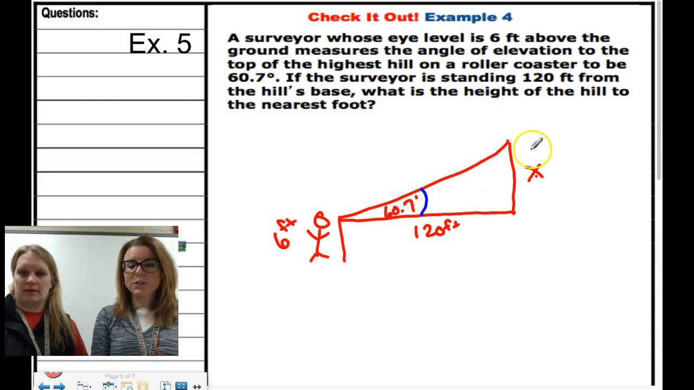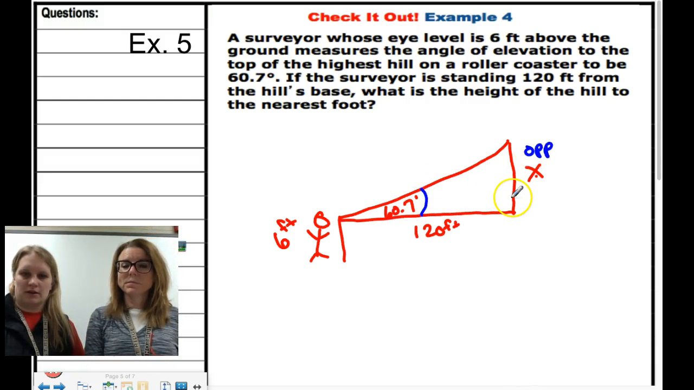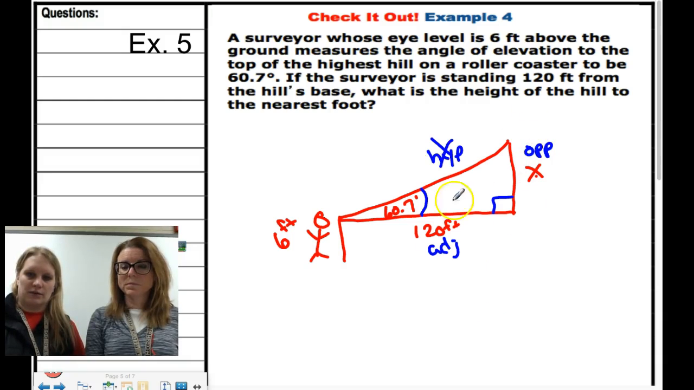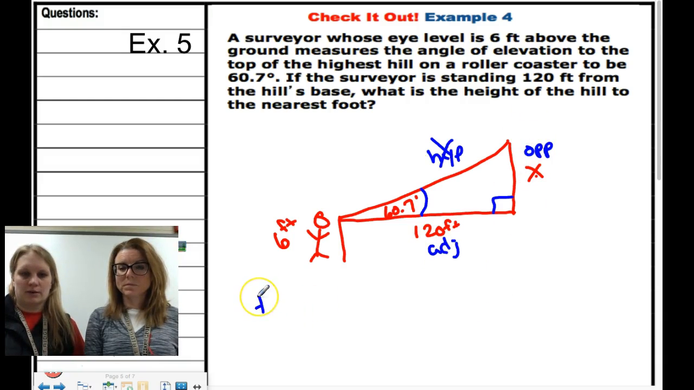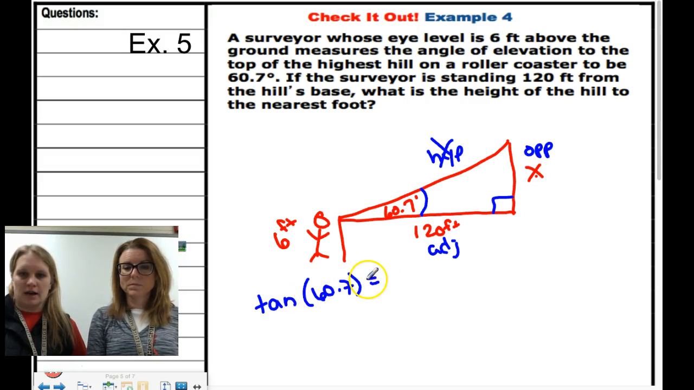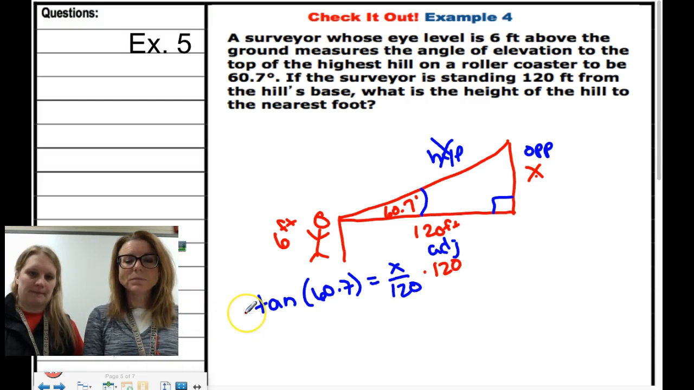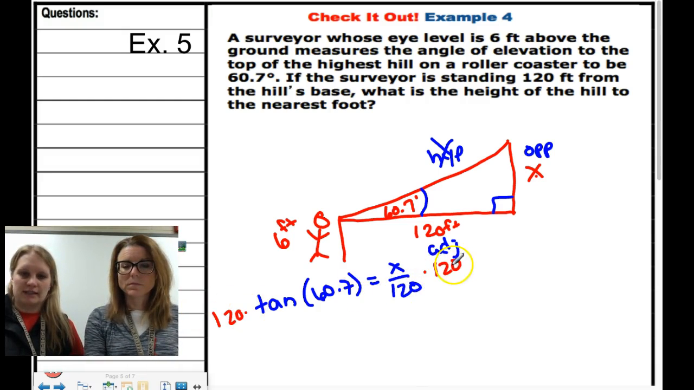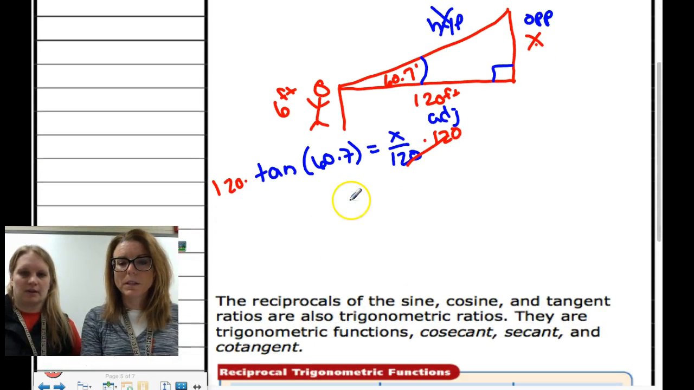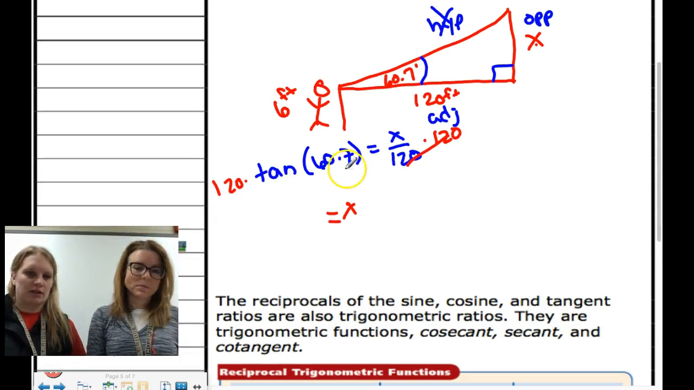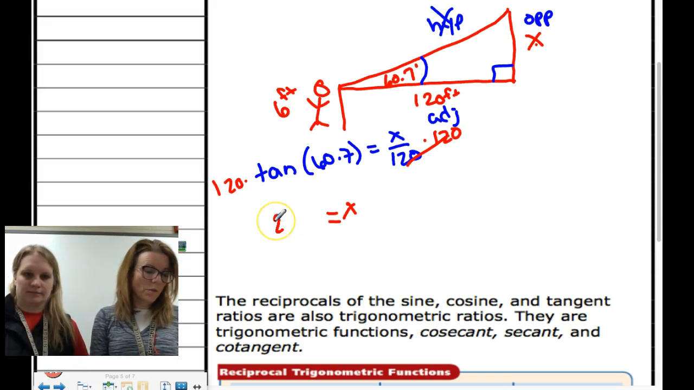So let's find x first. We've got opposite, hypotenuse, adjacent. Here's where our 90 would be. We are not using the hypotenuse because there's nothing on it. So we're going to use O over A, which is TOA, tan. So tan of the angle, 60.7, equals opposite, which is x, over adjacent, 120. This is the nice one. Just multiply both sides by 120. So in your calculator, please do that. When you plug this all in your calculator, x equals 214.